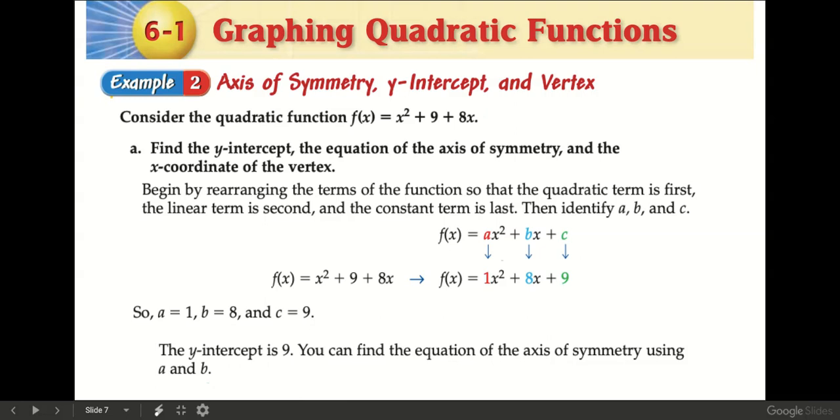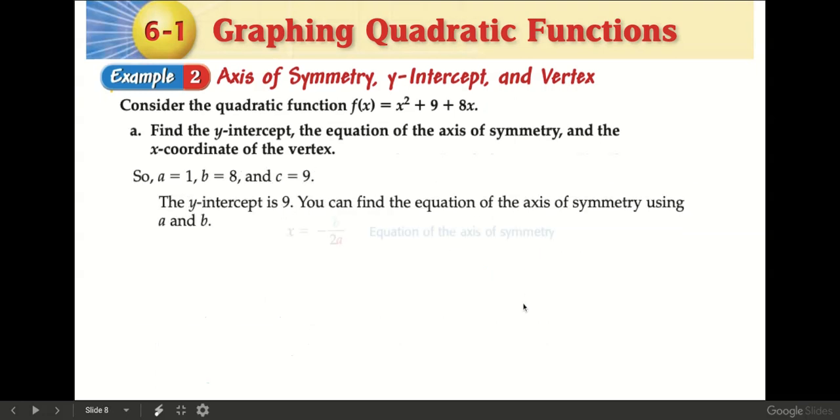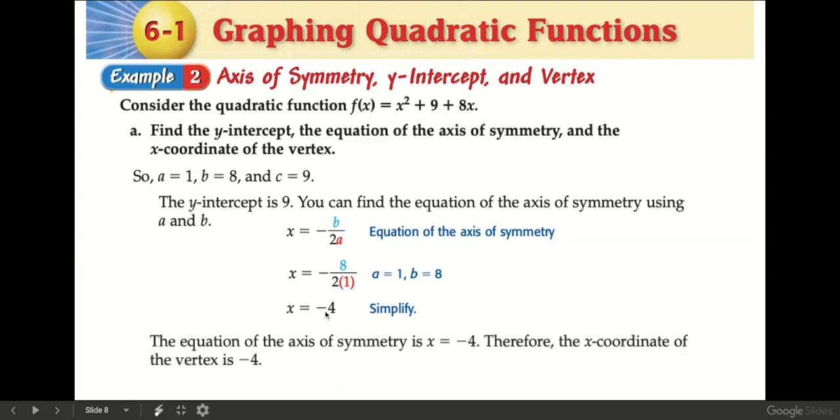And now we can use the equation for the axis of symmetry using the a and b values. So let's go ahead and do that. Remember, the equation for the axis of symmetry is x equals negative b over 2a. So I'm going to substitute my value for b and my value for a, and now I can calculate, right? 2 times 1 is 2, and 8 divided by 2 is 4, so it's going to give me negative 4. So the equation for the axis of symmetry is x equals negative 4. Therefore, the x-coordinate of the vertex also has to be at negative 4. So that's just going to be a vertical line 4 units to the left of the origin.